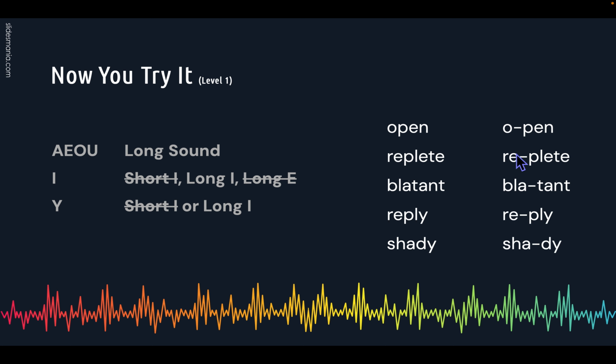Okay, we're going to divide all of them after a vowel before a single consonant, or right here we have a blend, and the same here, which we will cover in another rule. So we're going to use the long sound. So we have open, replete, blatant, reply, and shady. We remember that at the end of a word with multiple syllables, a Y has a long E sound.